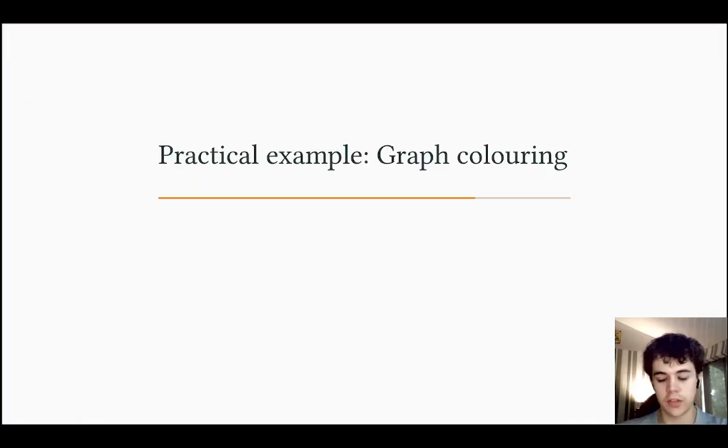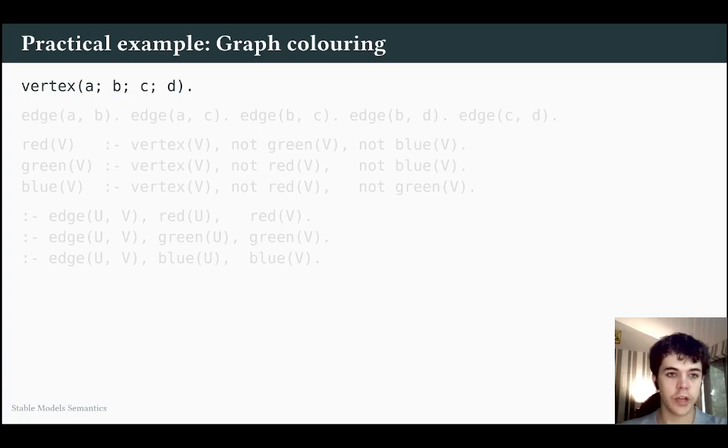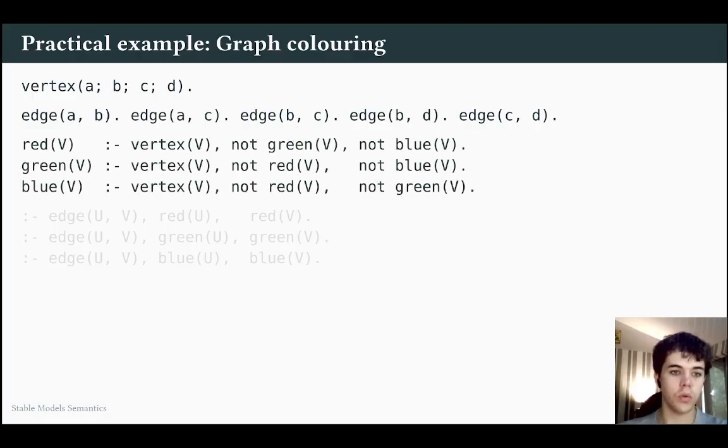Here's a practical example in Clingo of a graph coloring problem. We define some vertexes and some edges between those vertexes. So this is not a fully connected graph. And then we define when red is valid. It has to be a vertex, and it has to be not blue and not green because they're all mutually exclusive. And then we do the same thing for every other color.